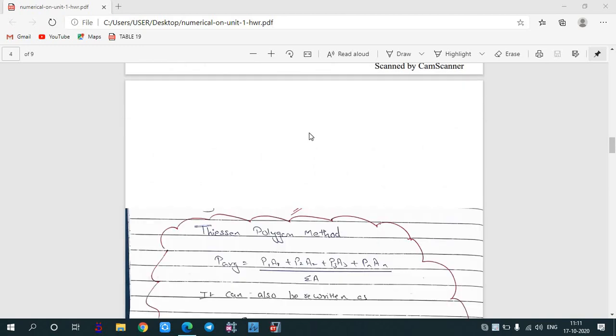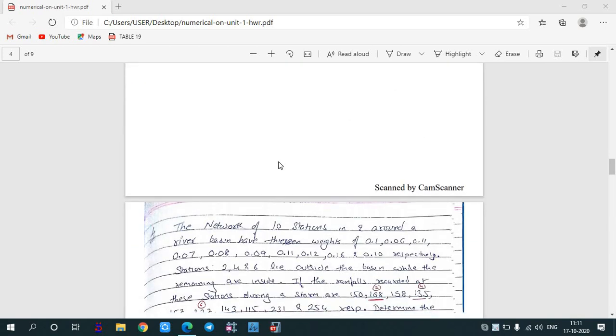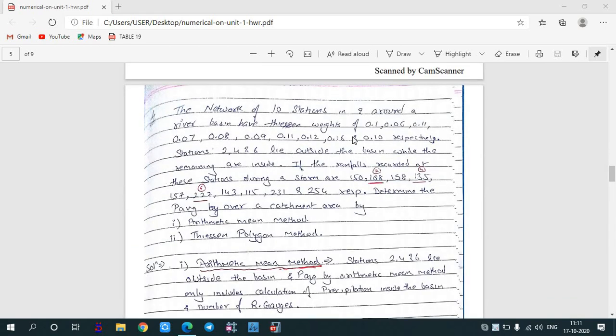In this next numerical, it is important that in some questions, the weighted parameters of the rain gauge are also given. In that case, how you have to use them in your formulas, I will show you today. So we'll start with the next numerical.